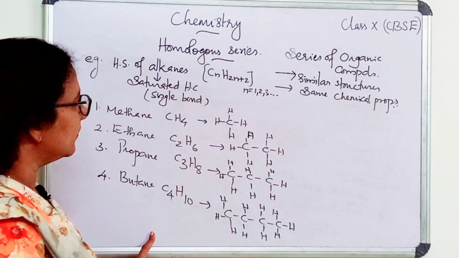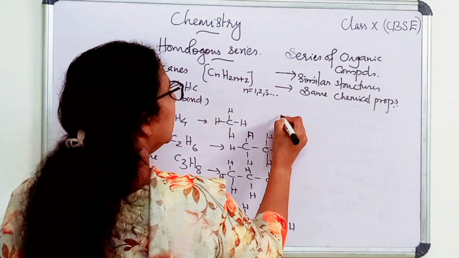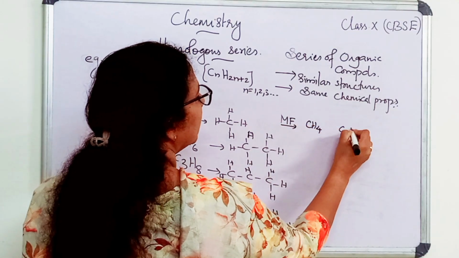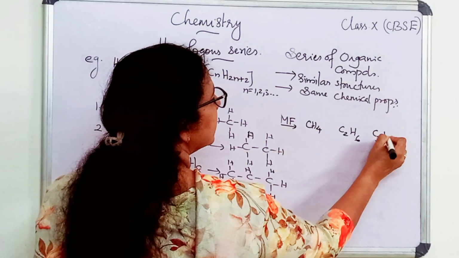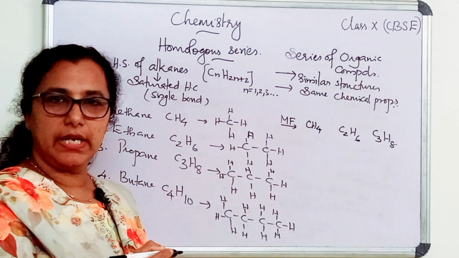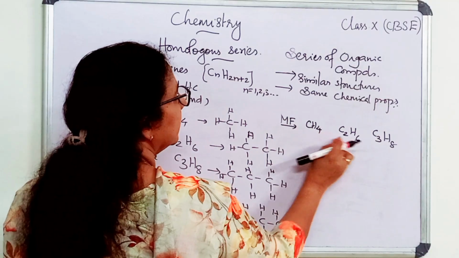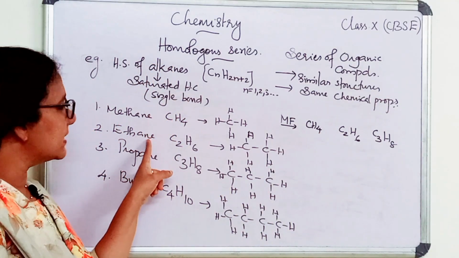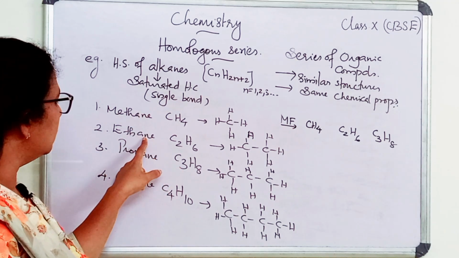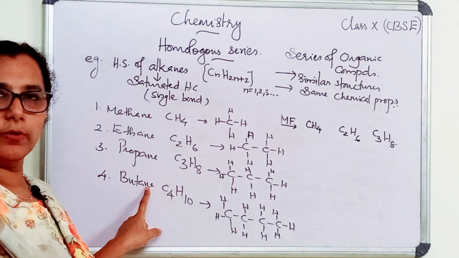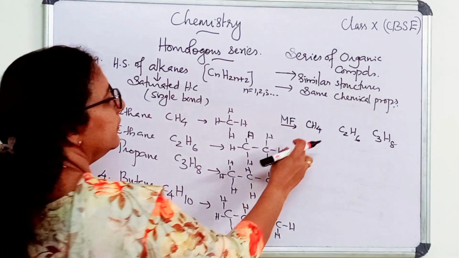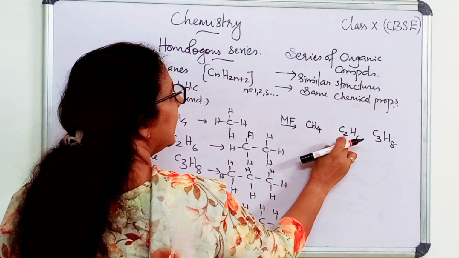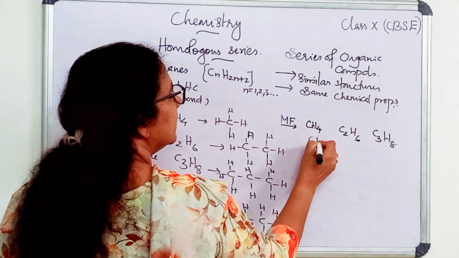Let's see another characteristic feature, that is the molecular formula difference. The molecular formula of the first compound is CH4, the second compound is C2H6, and the third compound is C3H8. So what is the difference in molecular formula between the successive members, that is between 1 and 2, or 2 and 3, or 3 and 4? In the case of methane and ethane, what is the difference? We can see there is a CH2 difference.